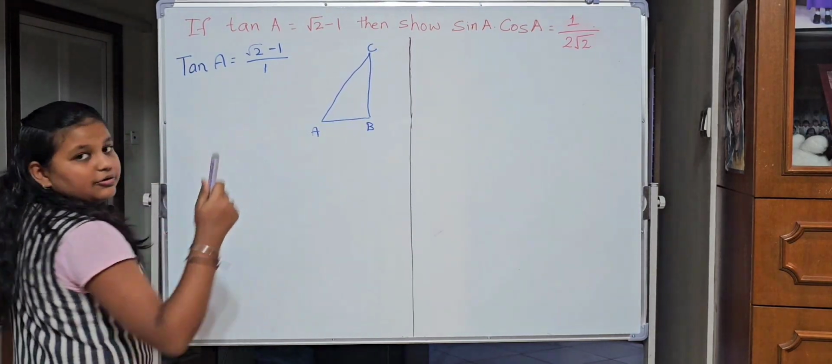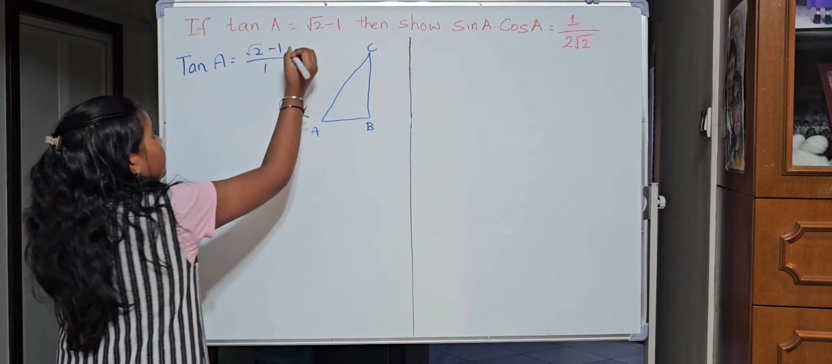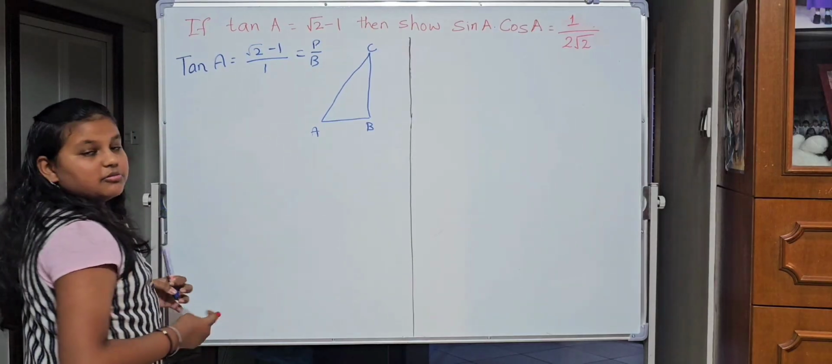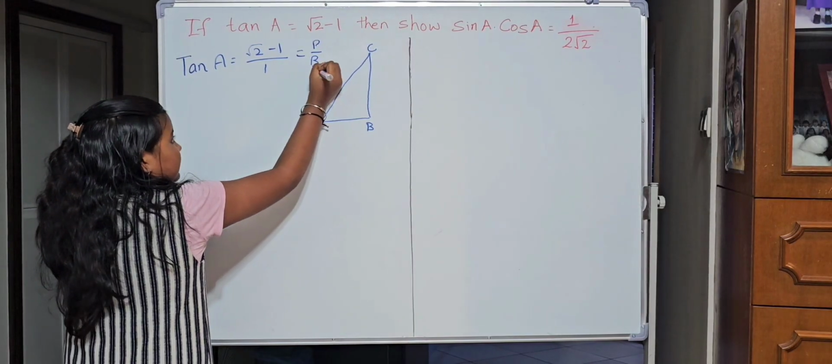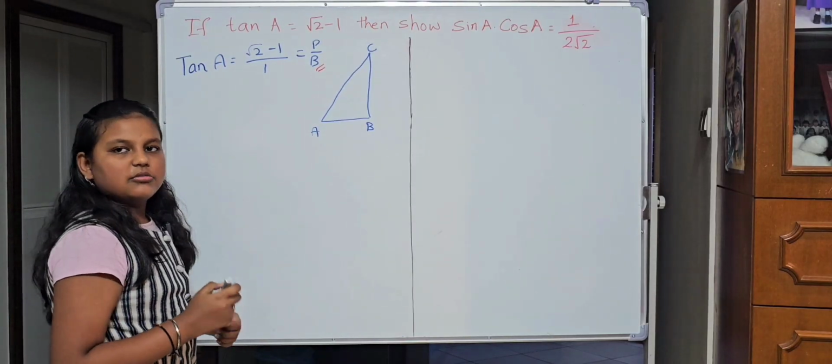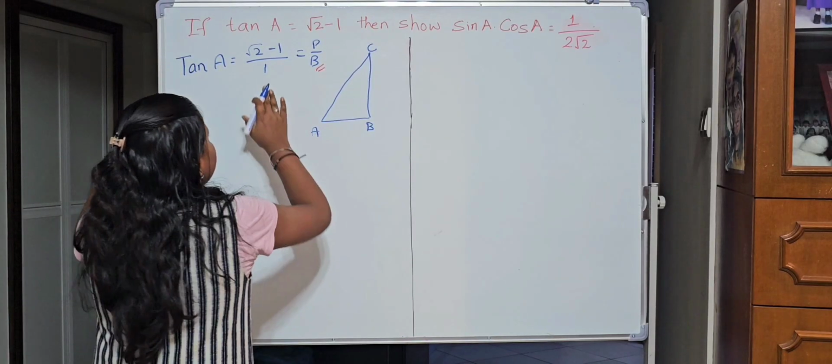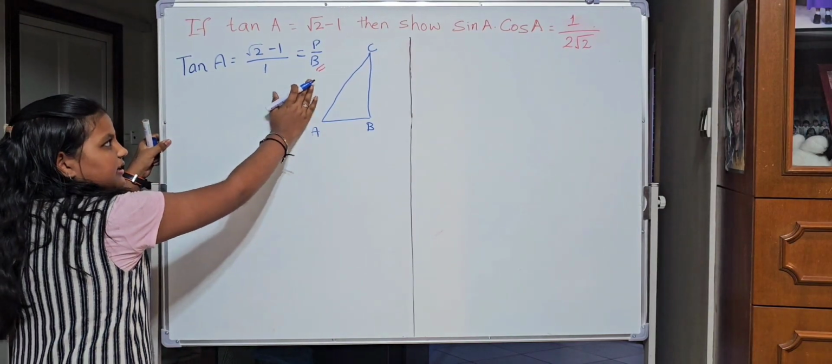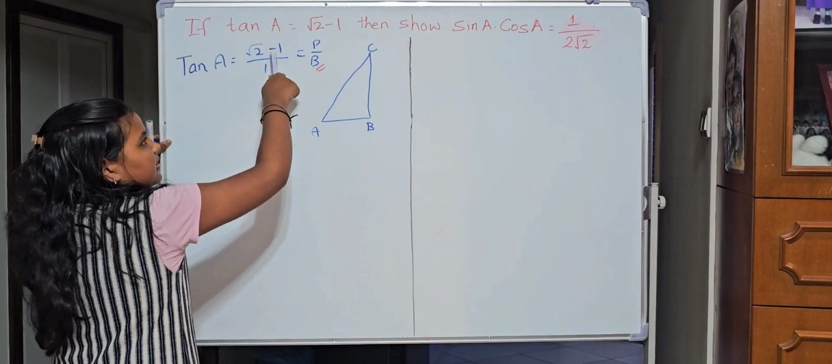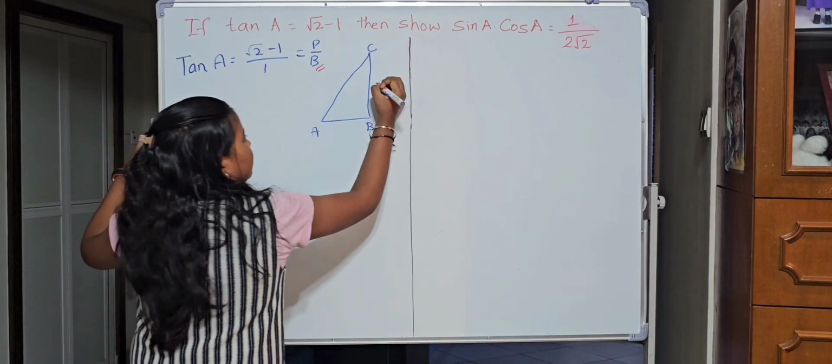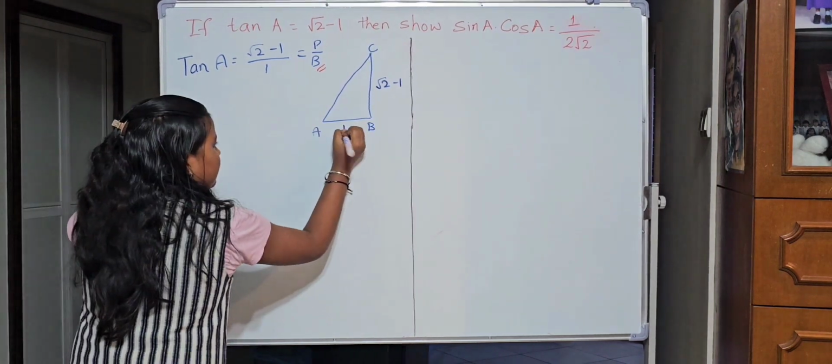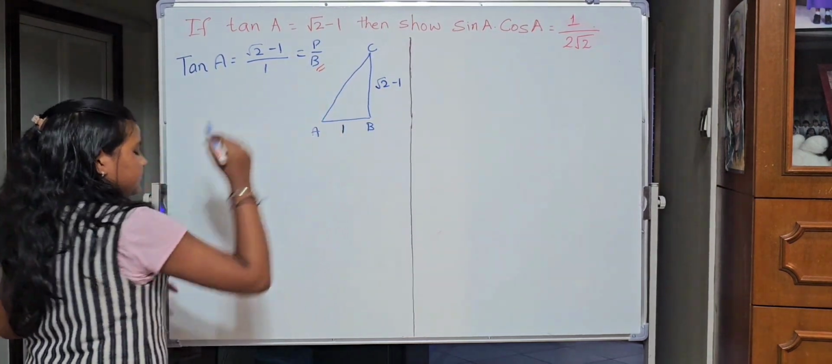The formula of tan is perpendicular by base. A very important formula. All the trigonometric formulas should be clear. If you are not clear with them, please refer to my first video. I have told about all the formulas there and all the relations as well. Until here it's clear. Now we are going to put the value here. In the place of perpendicular we'll put root 2 minus 1 and in the place of base we'll put 1. Now how should we find this one?